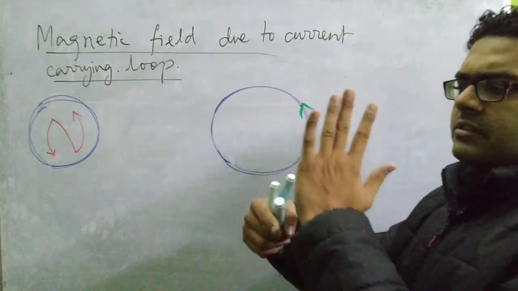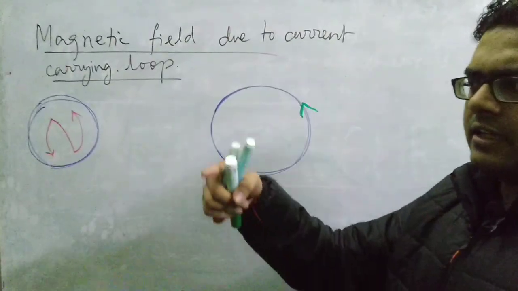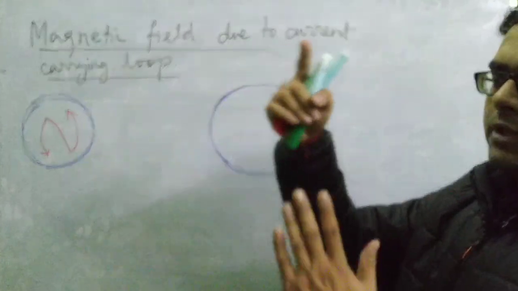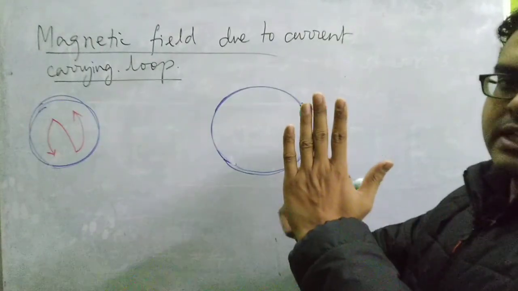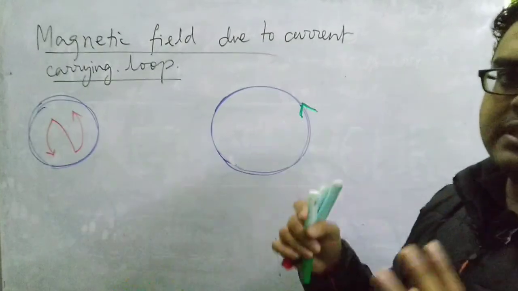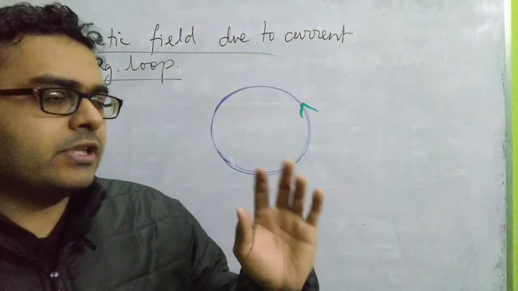See. Now in which direction are you seeing that the current is moving? It is clockwise, isn't it? I am moving my finger in the same direction, but you are seeing the opposite side of the hand. So the reverse face you are seeing. So from one side you will be seeing that the current is flowing clockwise. Obviously on the other side you will be seeing that the current is flowing anti-clockwise.